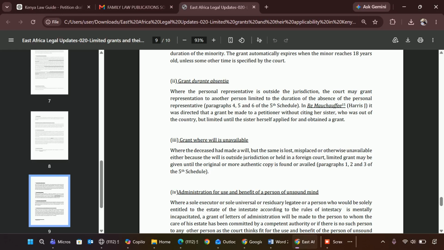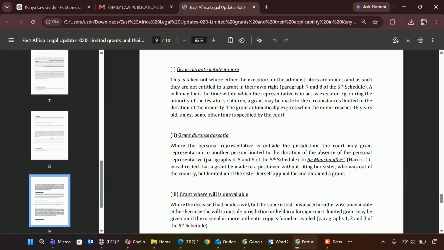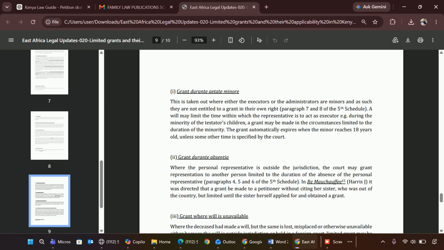Grant where will is unavailable. Where the deceased had made a will, but the same is lost, misplaced, or otherwise unavailable, either because the will is outside jurisdiction or held in a foreign court, a limited grant may be given until the original or a more authentic copy is found or availed. Grant where will is unavailable, that is time. Grant durante absentia, that is tied to time. And grant durante aetate minore, time.